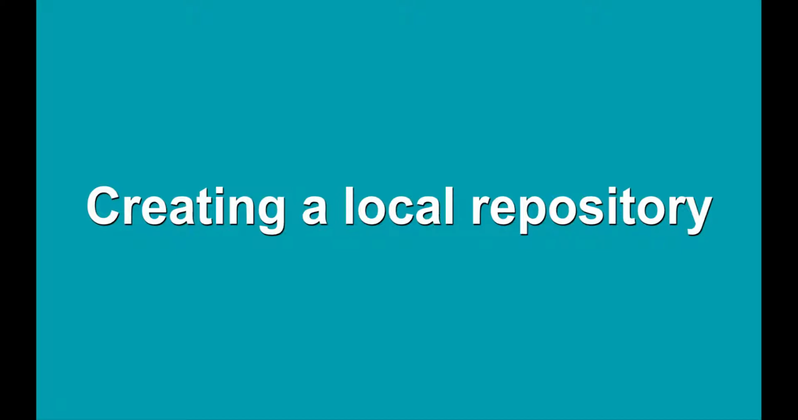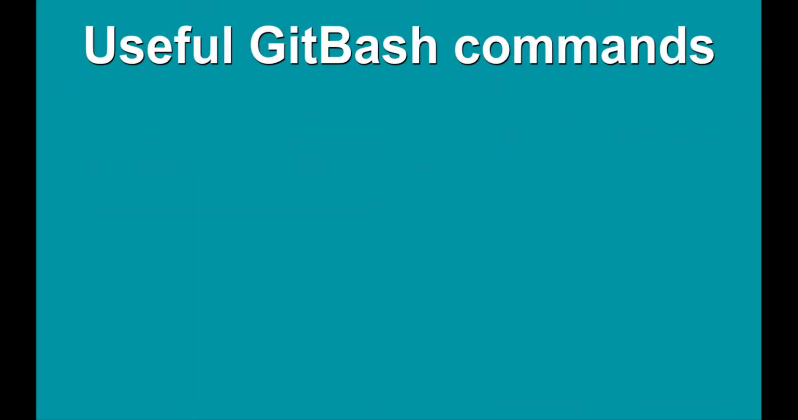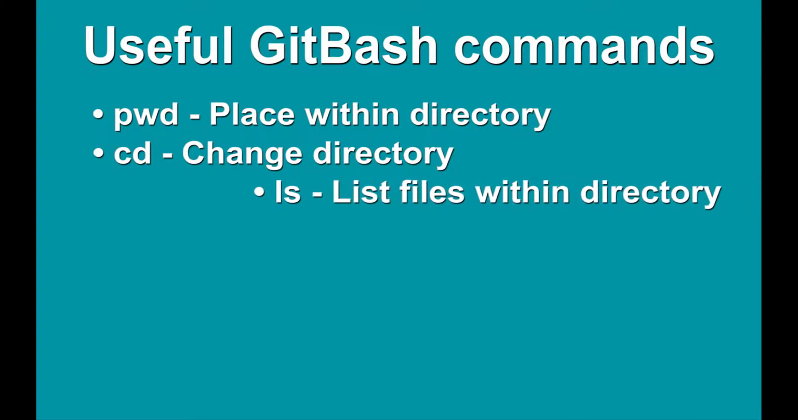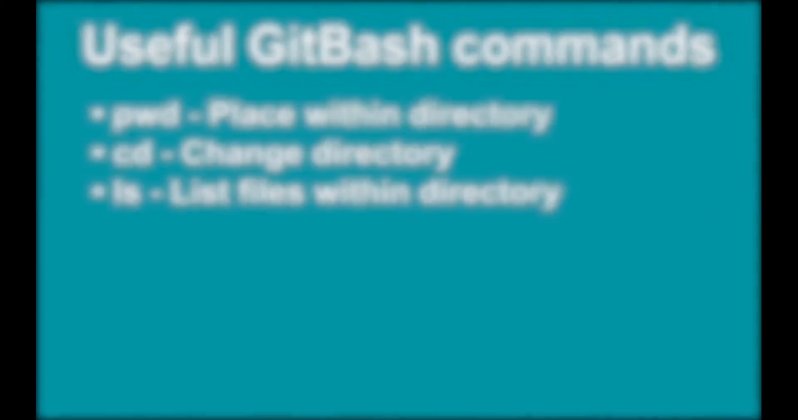Creating a local repository. Before creating a repository, these are some useful Git Bash commands to know. One is pwd, which tells us our current place within the directory; cd, which is used to change our current directory to another; and ls, which lists the files within the current directory.